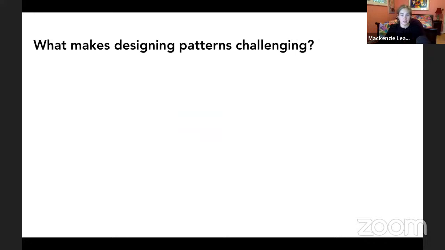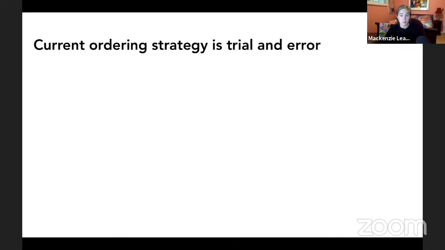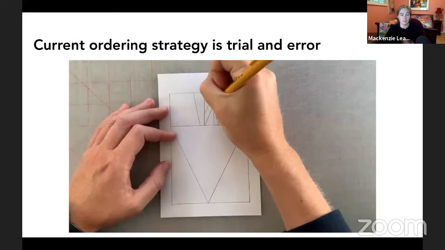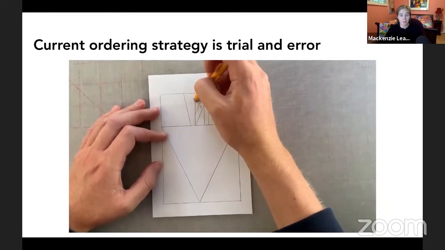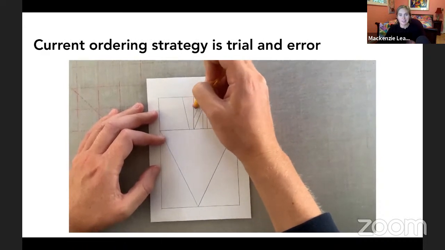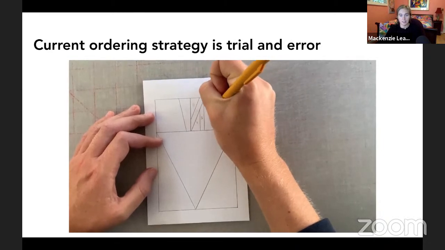So each pattern has both the visual design and the sewing order. And it's the sewing order that's really complicated to develop. So if you draw an arbitrary pattern, it's likely not paper pieceable. So currently, pattern designers use trial and error to identify sewing orders, usually by hand. Unfortunately, this is very tedious, and designers might just give up if no ordering can be found in the first few tries.